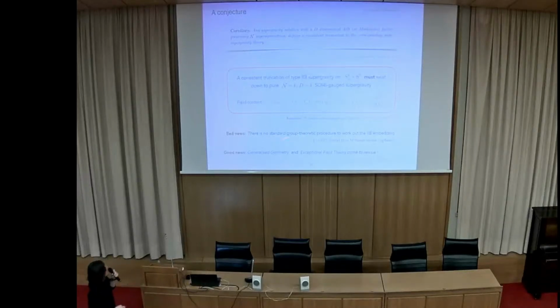At the beginning, we were wondering whether there was some kind of group theoretic procedure to work out the type 2B embedding, but there was no standard group theoretic procedure to do it, as people have done in the past for other truncations. But the good news is that these days there is this framework of generalized geometry and exceptional field theory, and by exploring it, you can work out the consistent truncation.